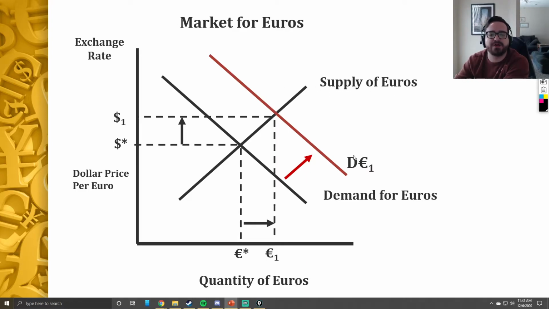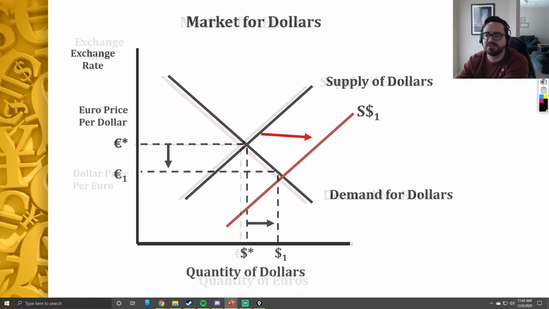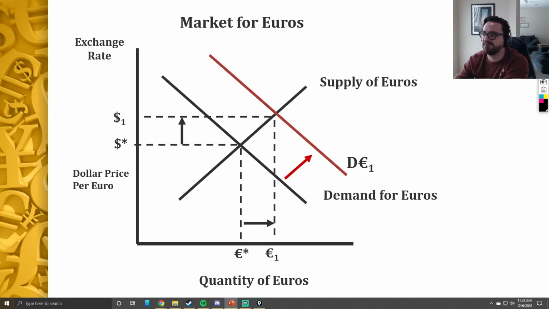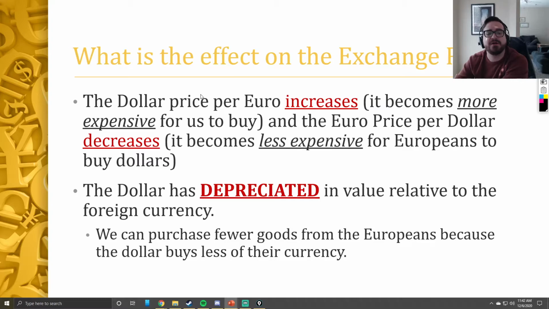Supply is going up for dollars. Demand is going up for euros. It's the same direction shift, just a different line. Now, in that case, the price of the euro went up and the price of the dollar went down, which would mean that the dollar has depreciated in value.